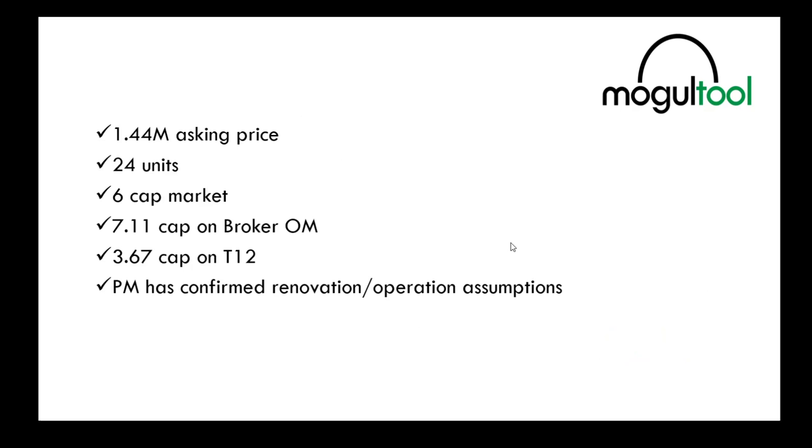The scenario we're going to be talking about today is a 24-unit property, $1.44 million asking price, about $60,000 a unit. It's a six cap market. It's a 7.11 cap based on the broker's numbers, and then a 3.67 on the true numbers. And just for the sake of the scenario, we'll say that you've confirmed all of your renovation and operating assumptions for the model.